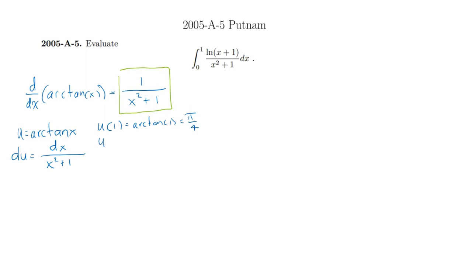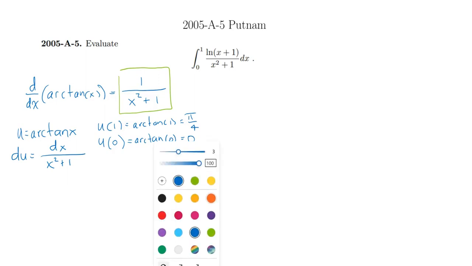And likewise for our lower bound, we have u of 0 equals the arctangent of 0. And this basically asks the question, for what angle is tangent 0? Well, that'll be where sine is equal to 0, because tangent is equal to sine over cosine. And sine equals 0 when theta is 0. So our new bounds will be from 0 to pi over 4. So let's rewrite this integral.